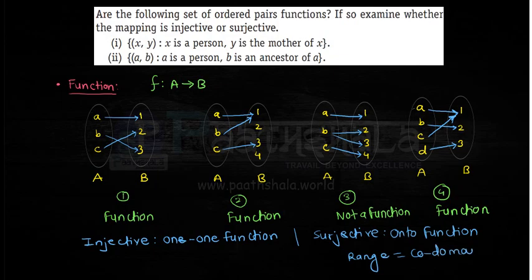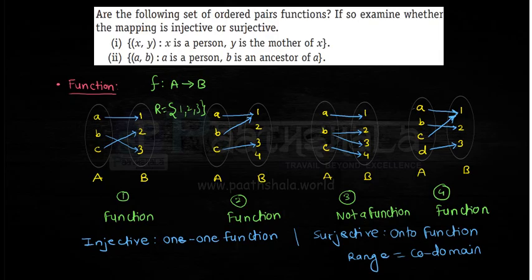Range is equal to codomain. If you are talking about range, we need to check which codomain element has a pre-image in the domain. We can say 1 has a pre-image A, element 2 has a pre-image C, and element 3 has a pre-image B. So 1, 2, 3 come under the range.